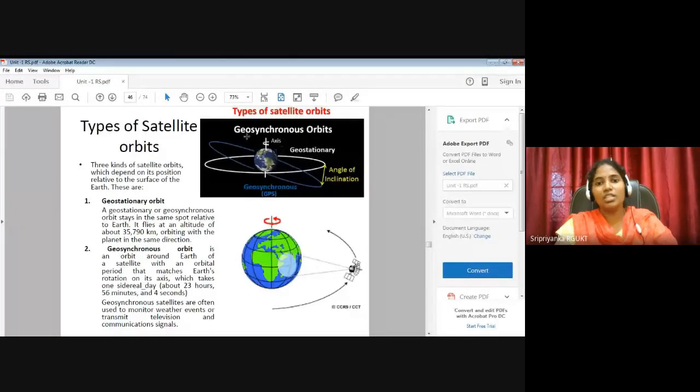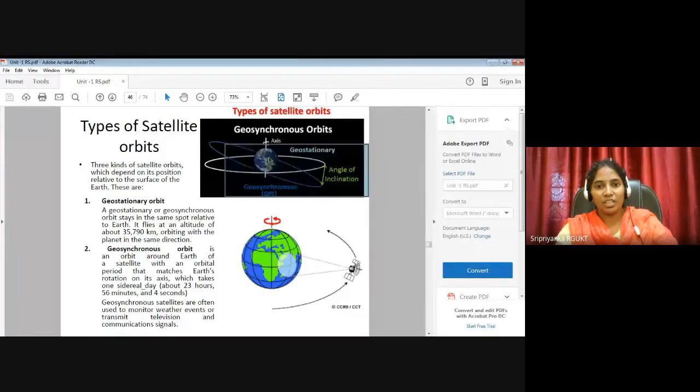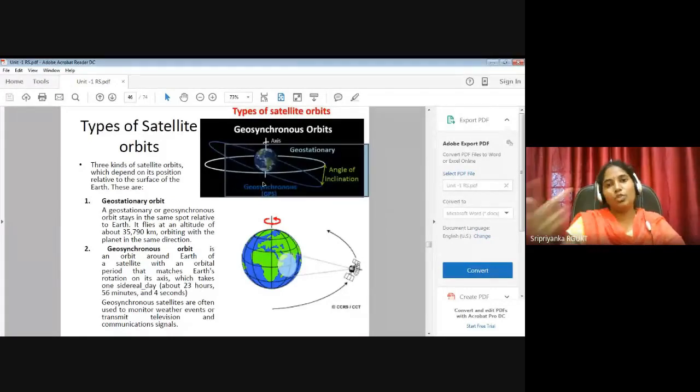So now you can see the picture which is seen here, on the right hand side, where we are trying to see two orbits. So this is our Earth's surface, and you can see that it's rotating like this. We know that it rotates around the sun, and about its own axis also it moves on, right? So now there are two types of orbits here, one is called geostationary and the other one is called geosynchronous.